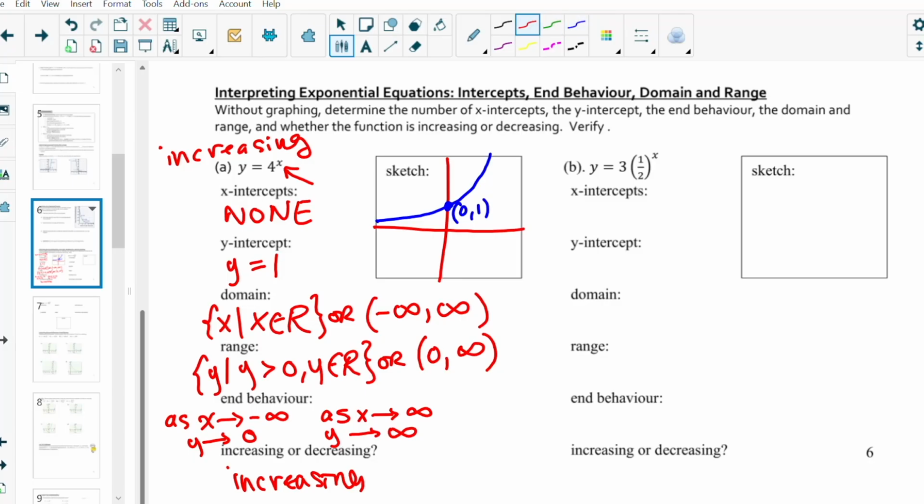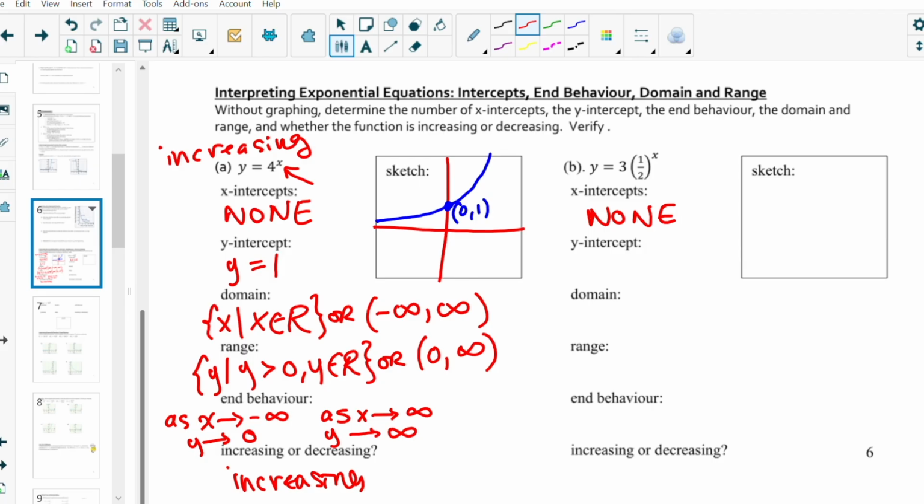Y equals 3 times 1/2 to the x. Well, where are the x-intercepts? So this is a very telltale decreasing exponential function. X-intercepts, there are none. Right? It's going to start really, really high up in the y values, it'll come sloping down, and as you go more and more positive x, it'll approach the horizontal asymptote y equals 0. Okay, so y-intercept, okay, let me back up to the x-intercept.